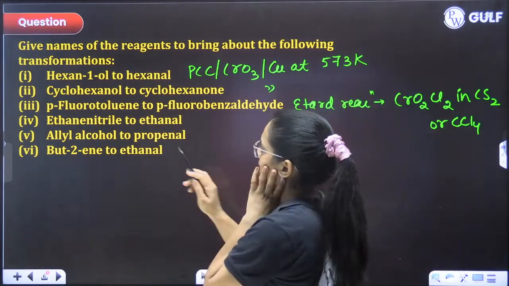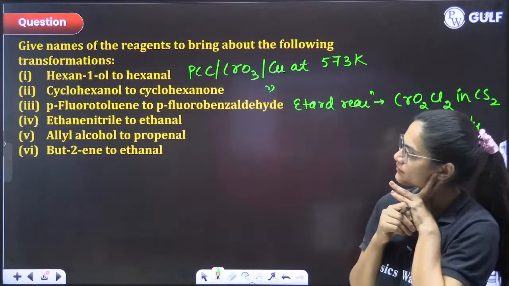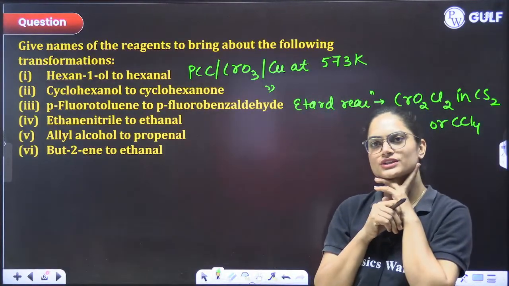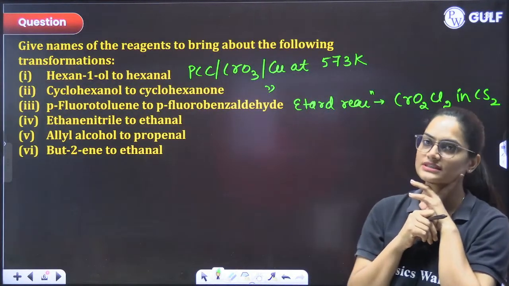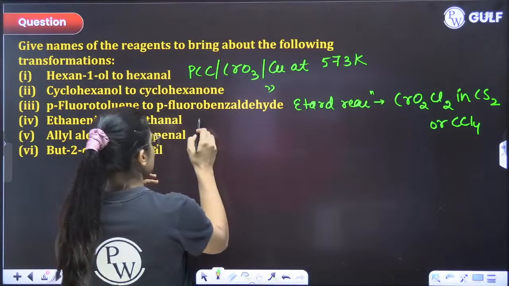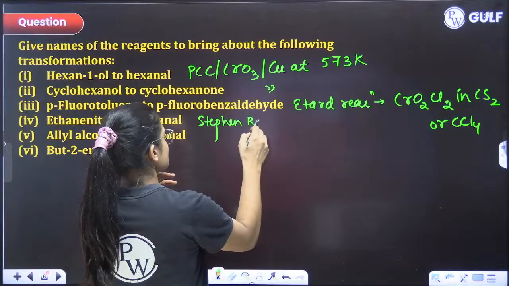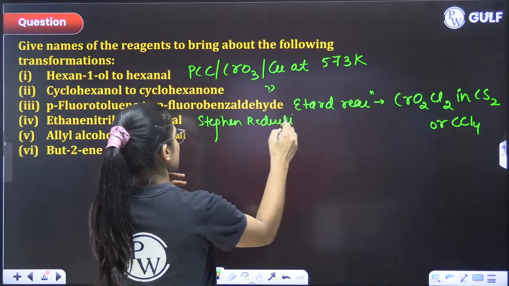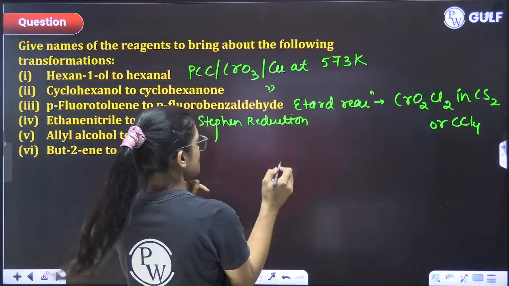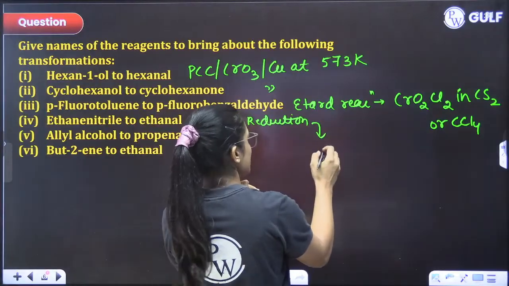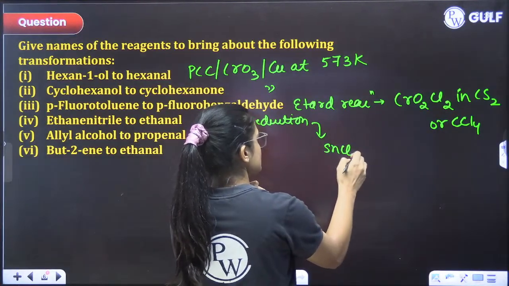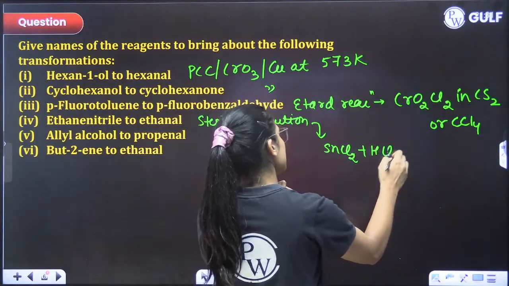Next, ethane nitrile to ethanal. What is the name of this reaction where alkyl nitriles are converted into aldehydes? This is the Stephen reduction. And here what do we use? We carry out the reduction with stannous chloride and HCl, followed by hydrolysis.